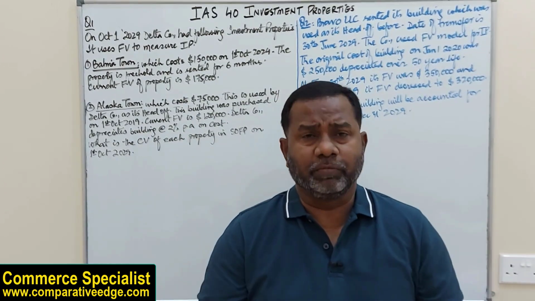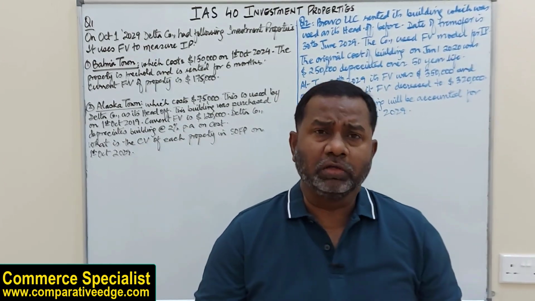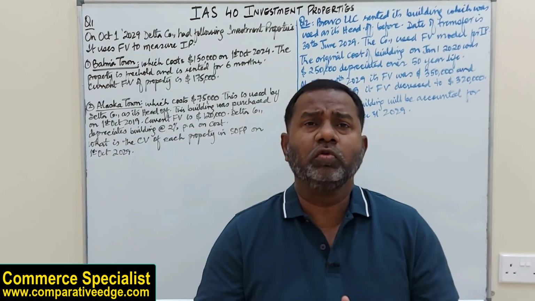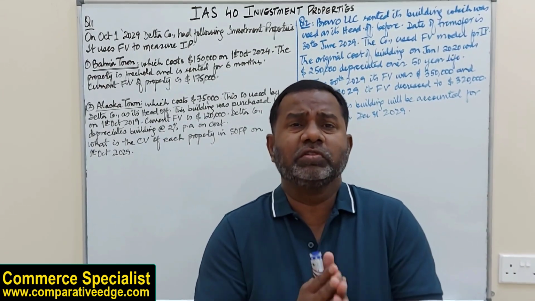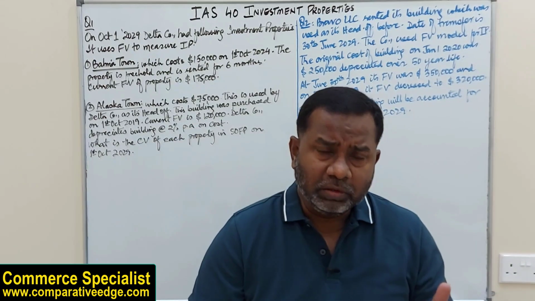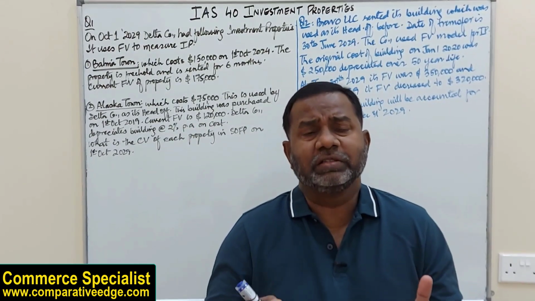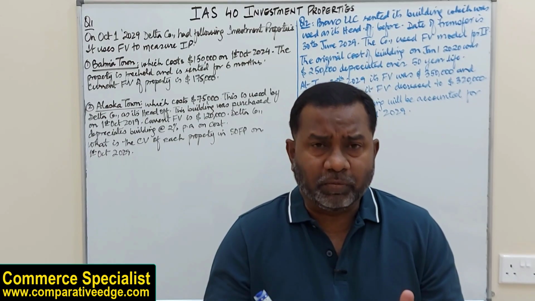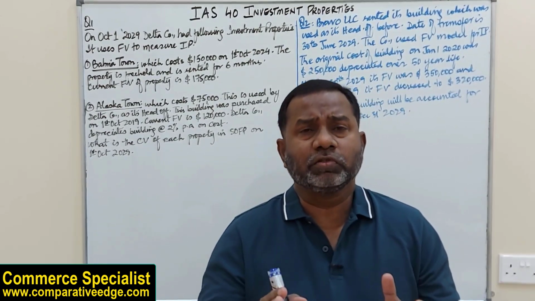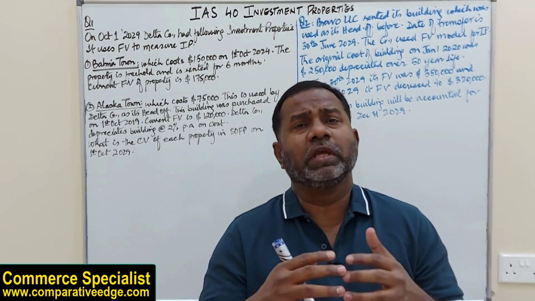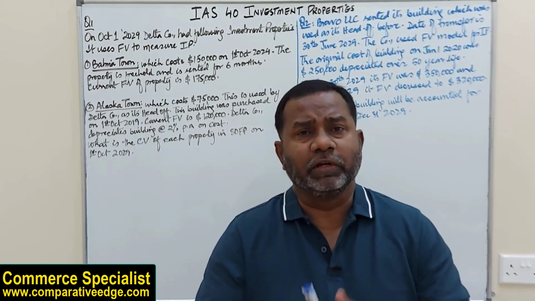The next thing you need to know is the subsequent measurement. You have an investment property, you measured it initially at cost. Later on, you have two options. For subsequent measurement, it's either measured at the cost model. The cost model as per IAS 16 is that you record your investment property at historical cost, less accumulated depreciation and impairment cost, and show the carrying value in your statement of financial position.